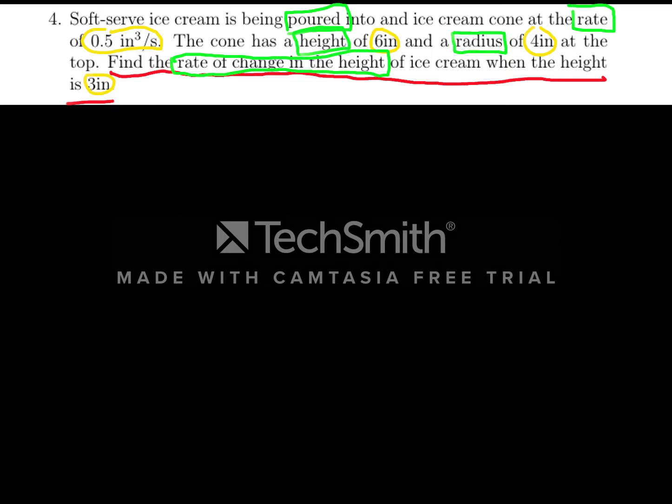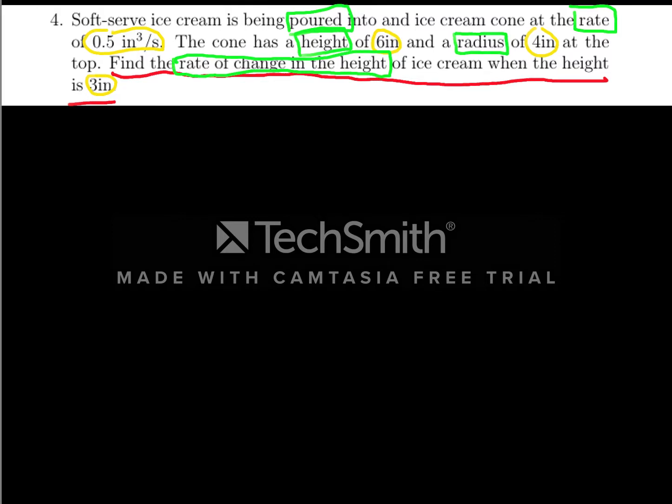Getting rid of excessive bits of information. Again, it looks like most of this is just factual stuff. So we've wondered about the problem, and now we need to organize all the facts that we've gathered above. So first off, we've got an ice cream cone. So before we start anything, let's just draw a cone.